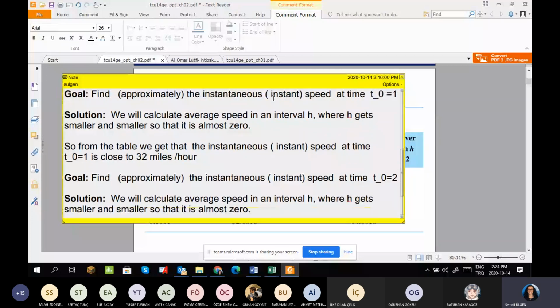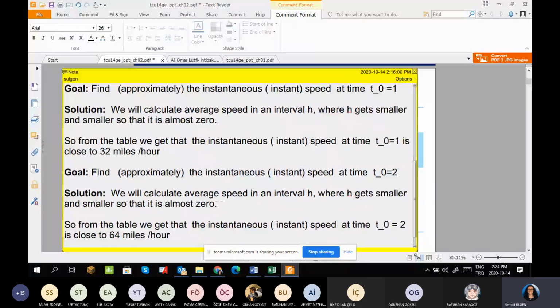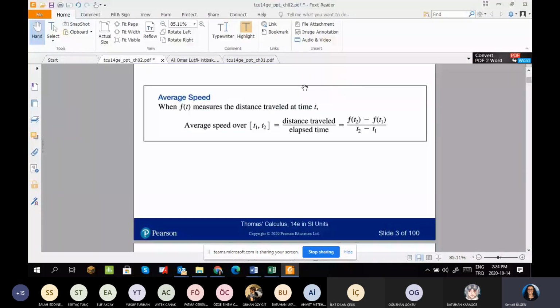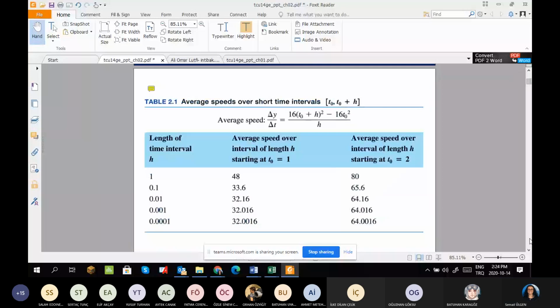Find approximately the instantaneous, namely instant speed at time t naught equal to 2. Again, we cannot find it exactly yet, but we can find a close value. We build this table, and from the table we get that the instantaneous speed at time t equal to 2 is close to 64 miles per hour. We just use the formula that we introduced here. That's the only thing we used.